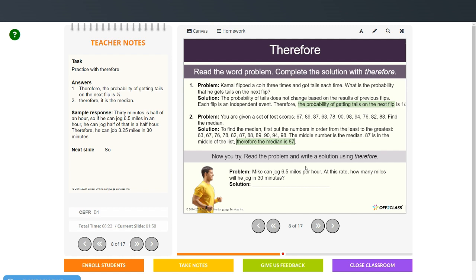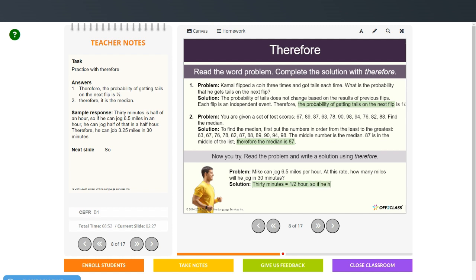Now read this problem and write a solution using therefore. Mike can jog 6.5 miles an hour. At this rate, how many miles can he jog in 30 minutes? So a sample solution is 30 minutes equals 1/2 hour.